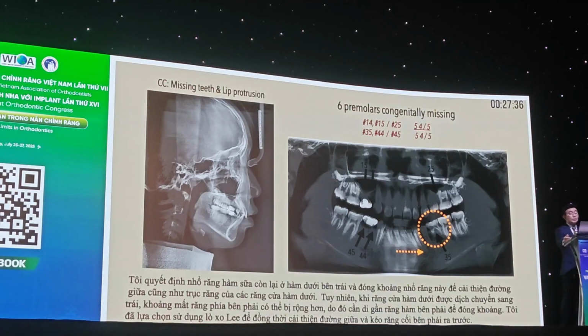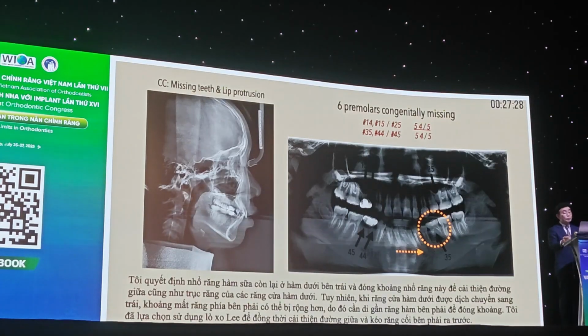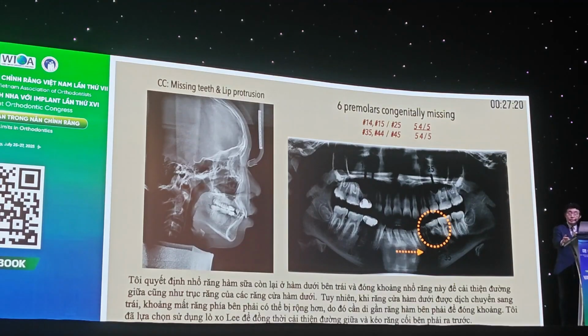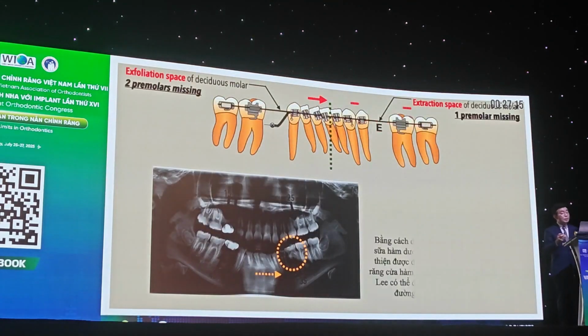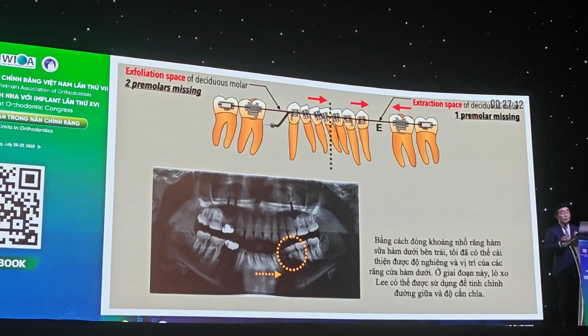However, if the mandibular incisors are shifted to the left, the space on the right will further widen, necessitating the forward movement of the right molars to reduce the remaining space. I opted to employ the wrist spring to simultaneously enhance the midline correction and forward movement of the right molars. By closing the space of the extracted mandibular left primary molar, I was able to improve the inclination and position of the mandibular incisors. At this stage, the wrist spring can be employed to provide more precise adjustment to the midline and overjet.